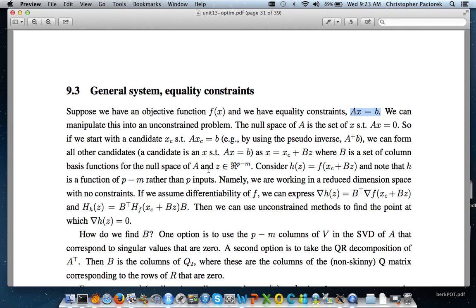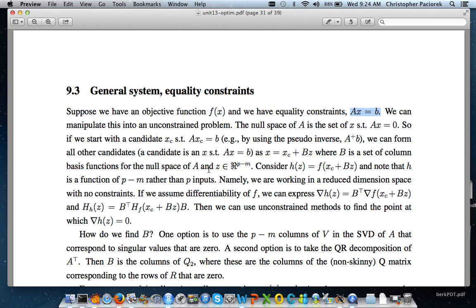Well, if I can do that, I've basically rewritten the problem. I want to optimize with respect to x, but I start with my x_c, and now I'm going to optimize with respect to z. So I'm going to rewrite the objective function as h(z) equals f(x_c plus Bz). This z is going to be in this p minus m dimensional space. So instead of optimizing my original f, I'm now going to optimize this h(z) with respect to z, and that's going to be an unconstrained optimization problem. So I've done a reparameterization.